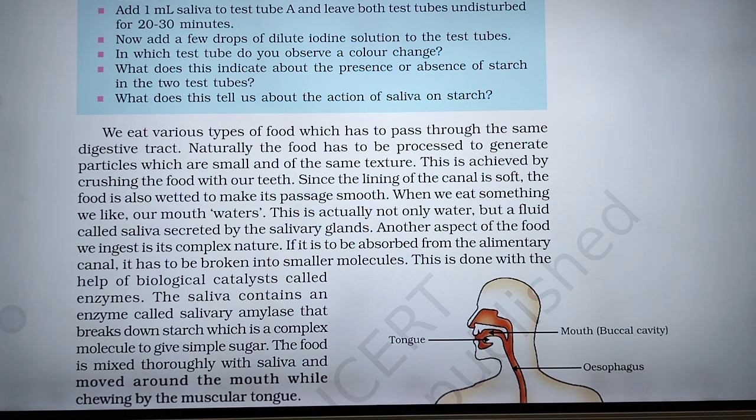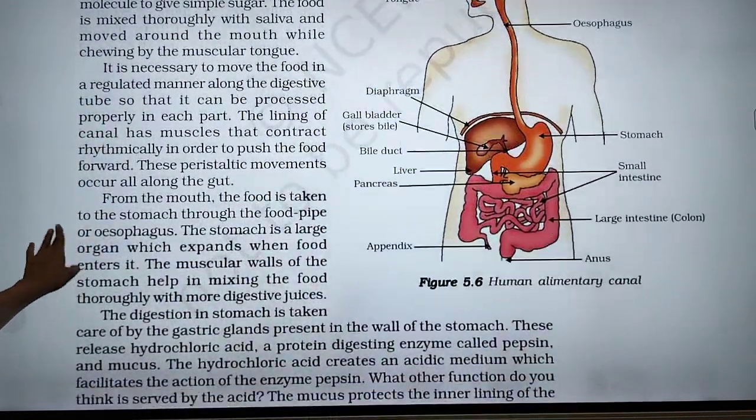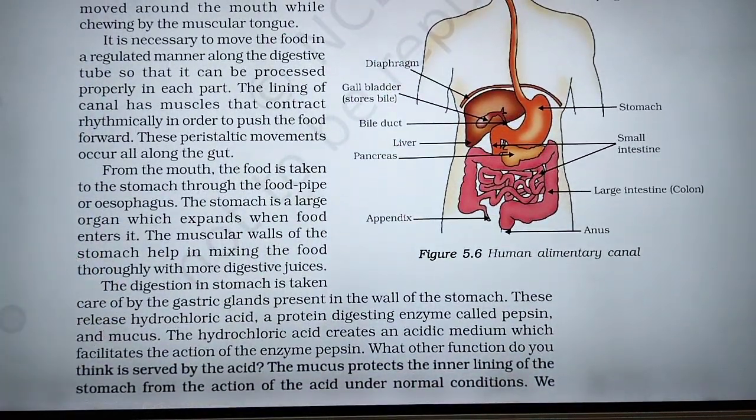The food is mixed thoroughly with saliva and moved around the mouth while chewing by the muscular tongue. Now, it is necessary to move the food in a regulated manner along the digestive tube so that it can be processed properly in each part. It is also very important to move the food.